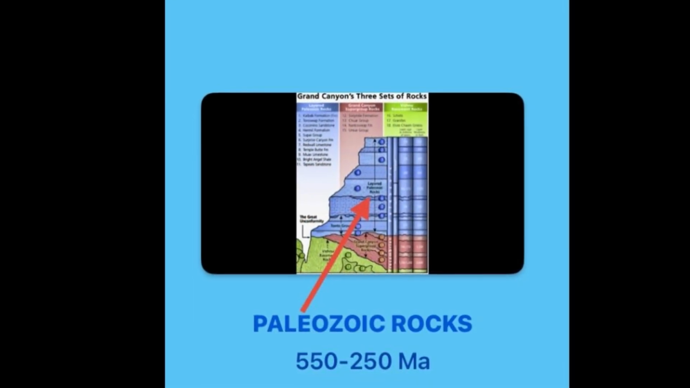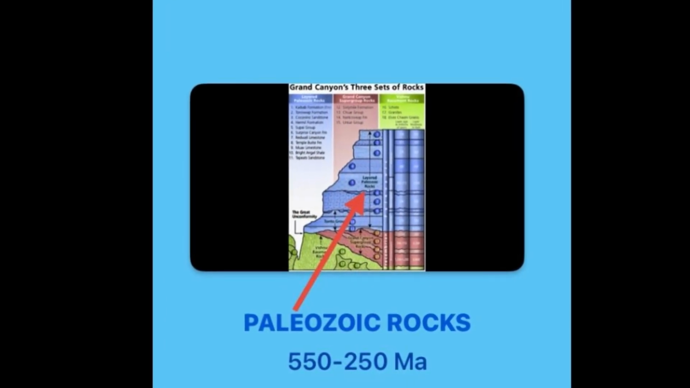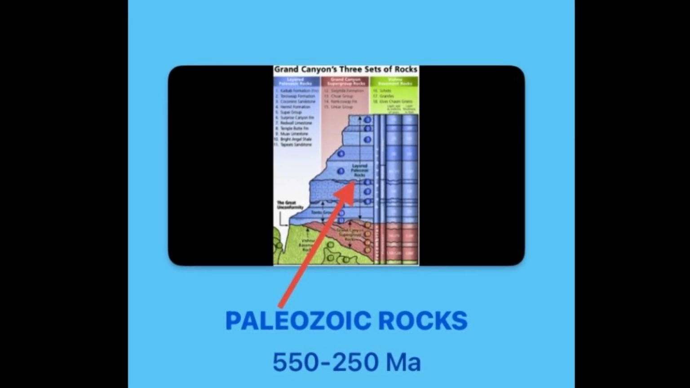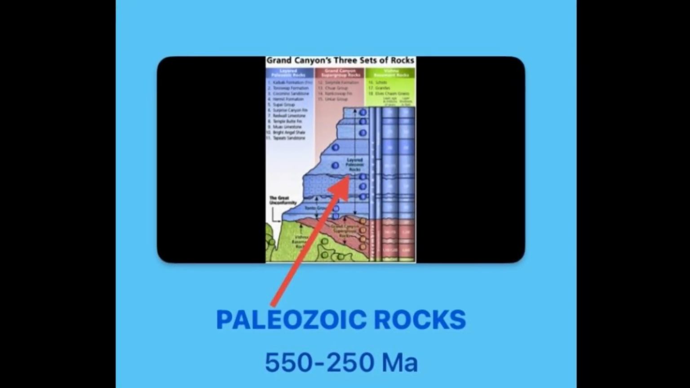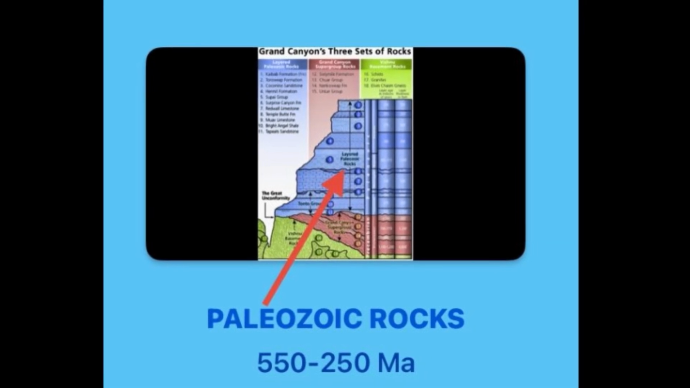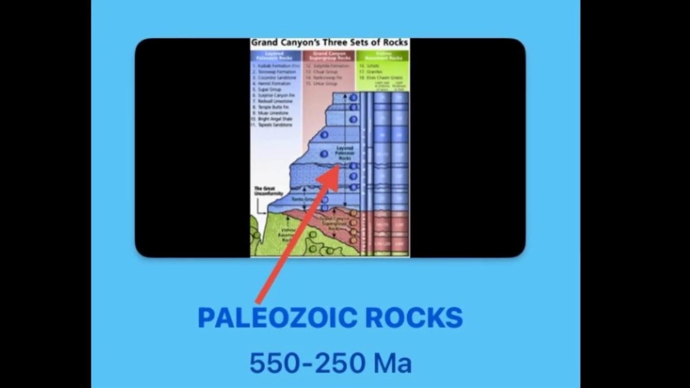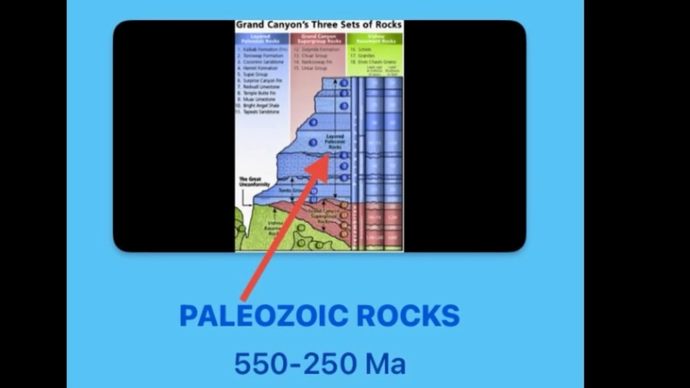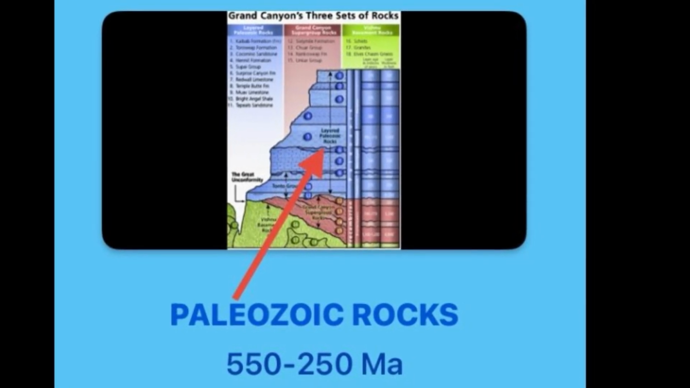And finally, on top of everything is the stack of Paleozoic rocks that are between 550 million years old to 250 million years old. These rocks record the geologic history of the area right after the supercontinent Rodinia rifted apart. Hey guys, so now we'll take a closer look at each one of these rock categories and get into them in some detail.